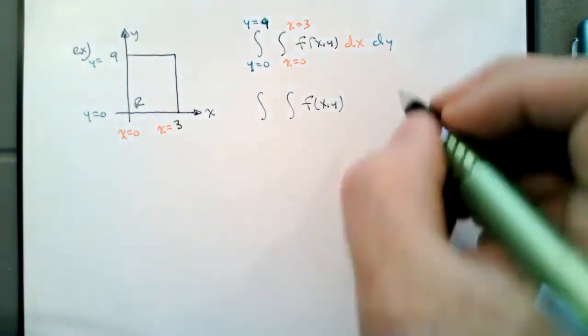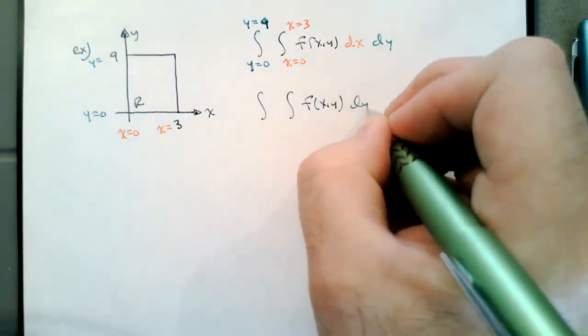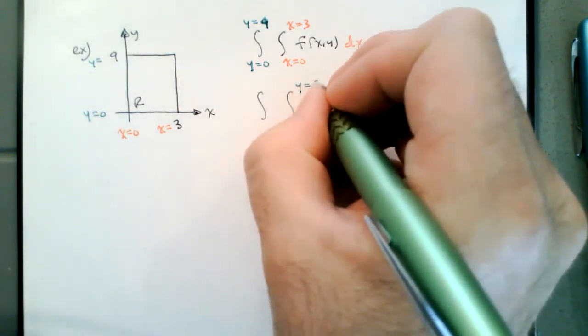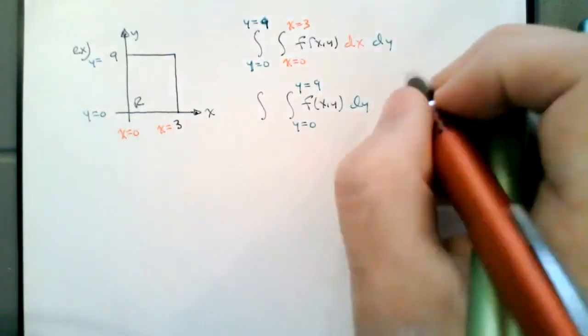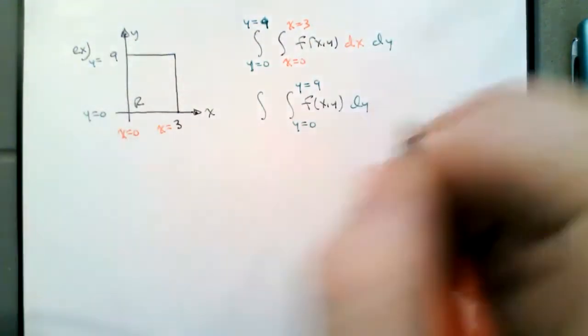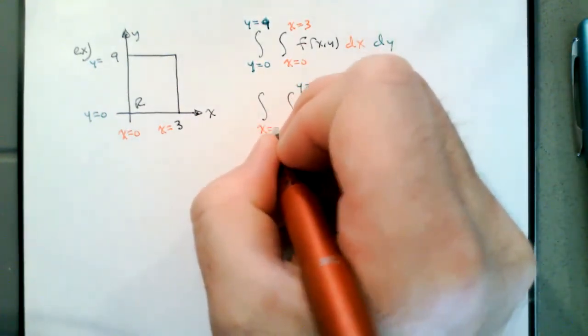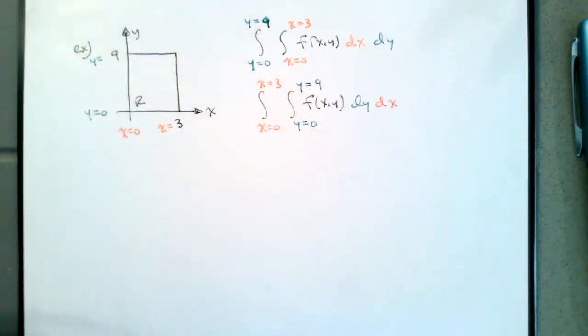But we can integrate this in the other order. I'll just move the y's to the inner integral, or the first integral, and then we'll integrate dx second. What's x between? What's y between? X is between 0 and 3. Y is between 0 and 9. The last integral only involves constants, so we're okay.